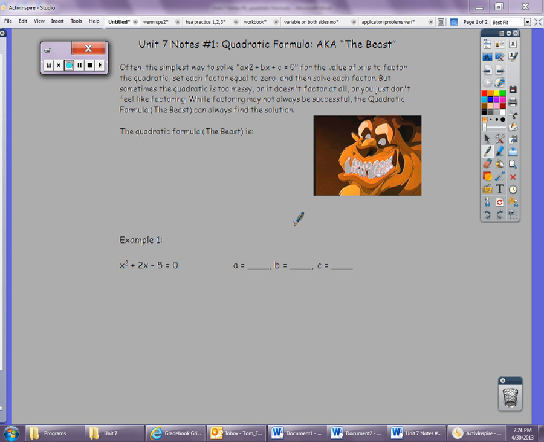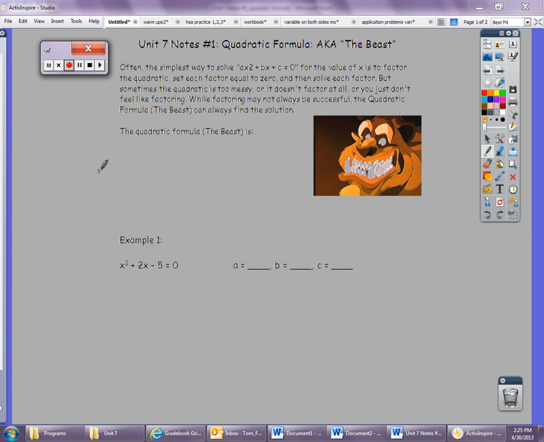Because some of our answers are not going to be nice numbers like 4. We're going to get messy numbers like 1.68. So we can't factor them, and we have to have another way to do it. And that method is the beast, or the quadratic formula.